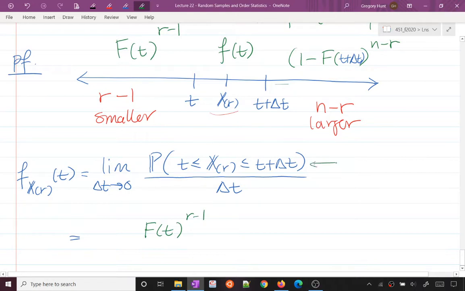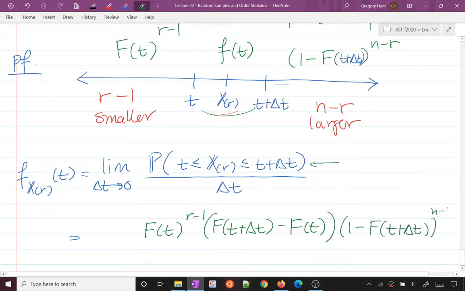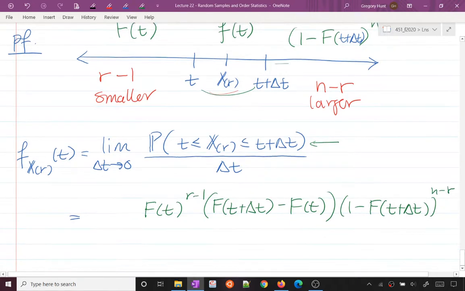And so this probability would be F(t) to the r minus 1. So I'm going to write at the top here, F(t) to the r minus 1. Really, the probability that X_(r) is in this interval is F(t plus delta t) minus F(t). That's the probability it's less than or equal to t plus delta t minus the probability it's less than t. And then the probability that we have this n minus r larger is 1 minus F(t plus delta t) to the n minus r. And so that's the top there, basically. And we're going to divide through by delta t.